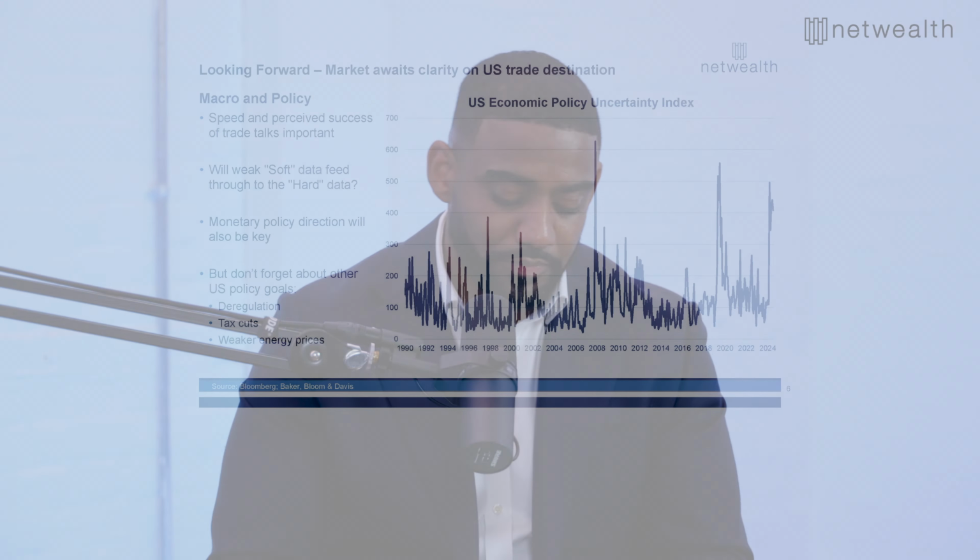To add to that, we had the US election in Q4 last year. And the expectations coming out of that is that under Trump's second administration, we would likely see some pro-growth announcements, such as tax cuts, deregulation, and also weaker energy prices, which helps on the inflation front.